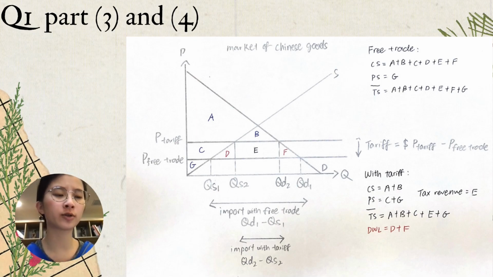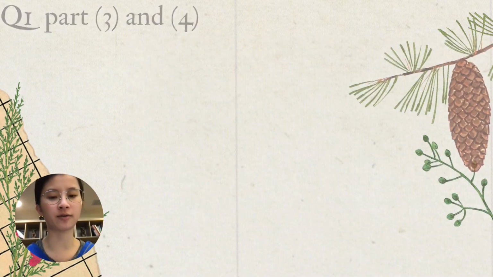Therefore, although producer surplus increases from area G to area C and G, and the tariff also generates tax revenue of area E, the total surplus falls, and a deadweight loss is created of area D plus F. Therefore, Trump's tariffs would do more harm than good to the American economy due to a fall in total surplus caused by the creation of deadweight loss of area D plus F.